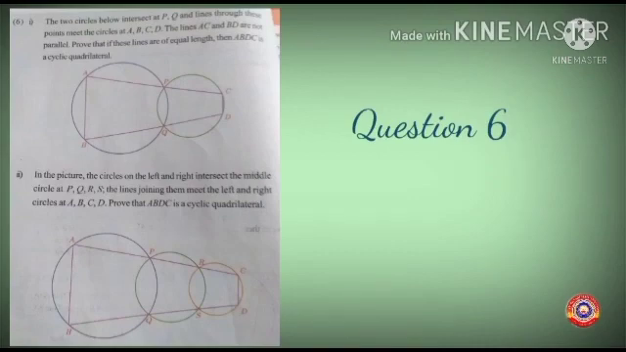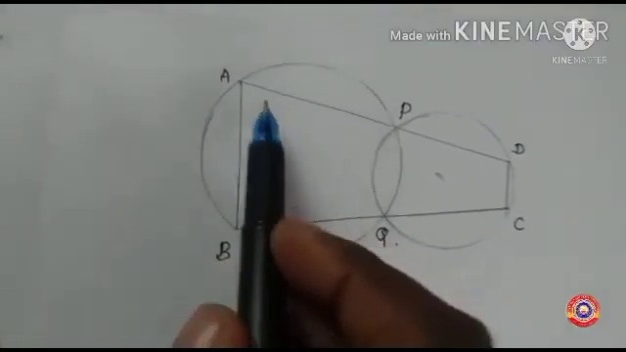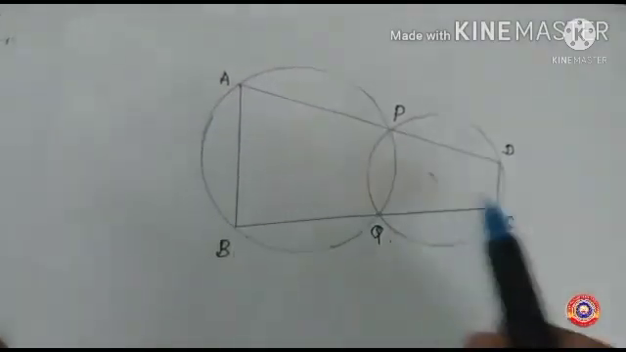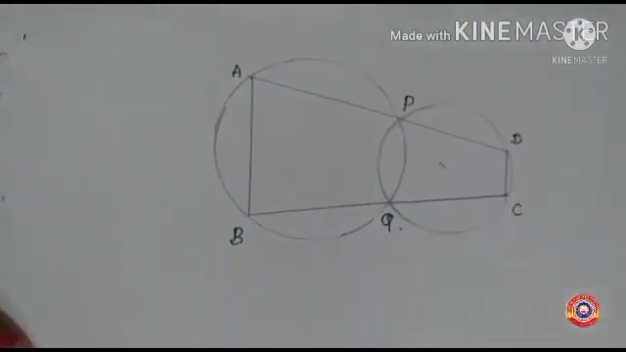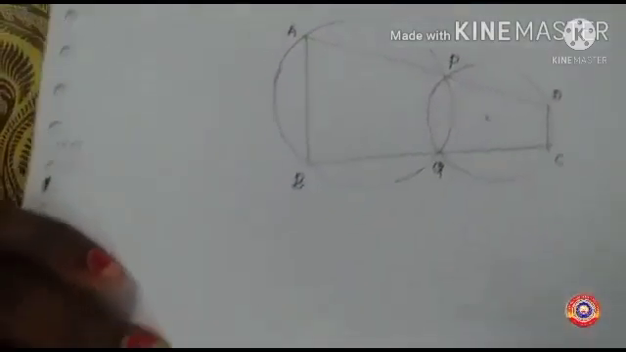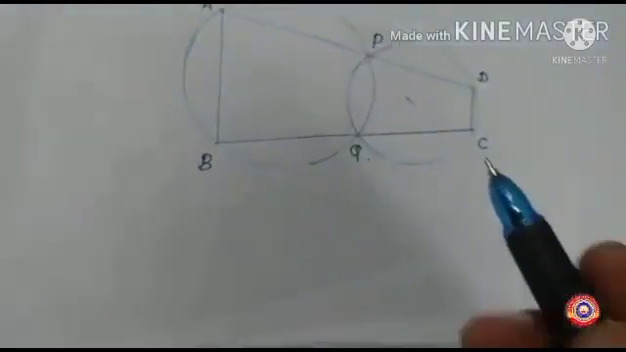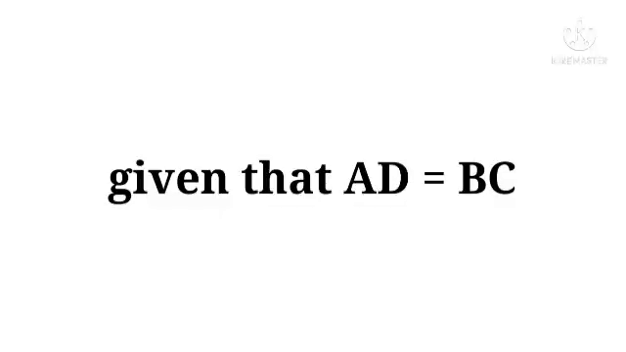In both cases we have to prove that ABDC is a cyclic quadrilateral. Here we have to prove that ABCD is a cyclic quadrilateral. So it is enough to show that the sum of opposite angles is supplementary. In the first question, given that AD and BC are equal.